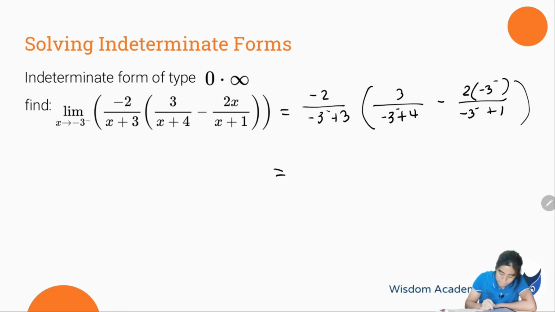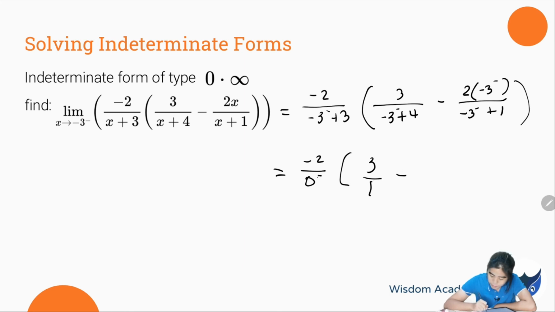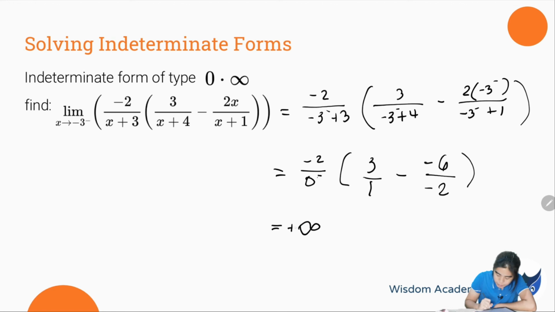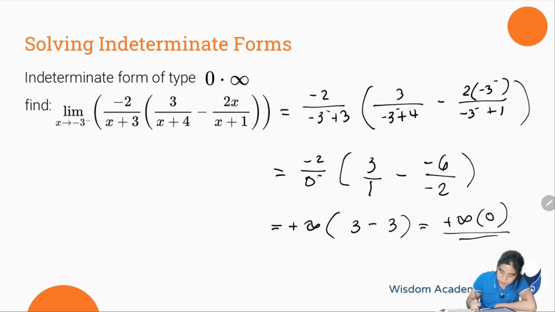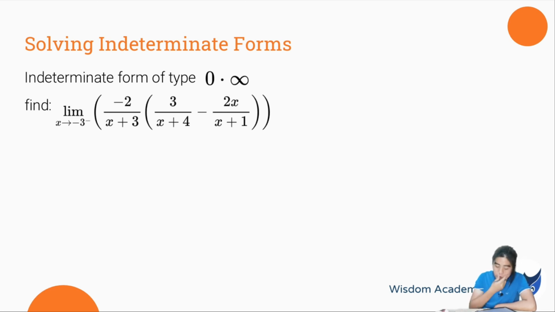And so, dito, negative 2 over 0 minus times 3 over 1 minus negative 6 over negative 2. So this will be equal to positive infinity times 3 minus 3, equal to positive infinity times 0. You can see na indeterminate form of type 0 times infinity makukuha natin by direct substitution. So, gagawa ulit tayo ng manipulation to the expression para makuha natin yung limit.